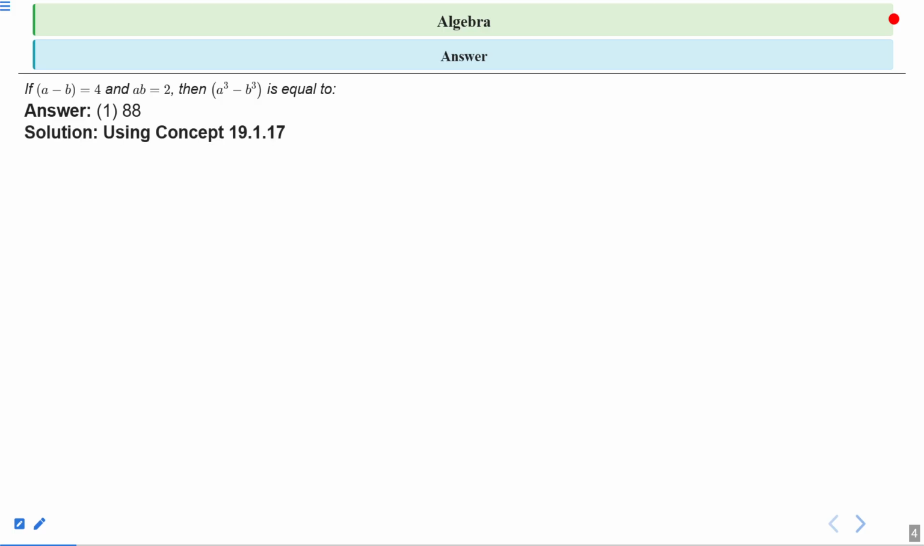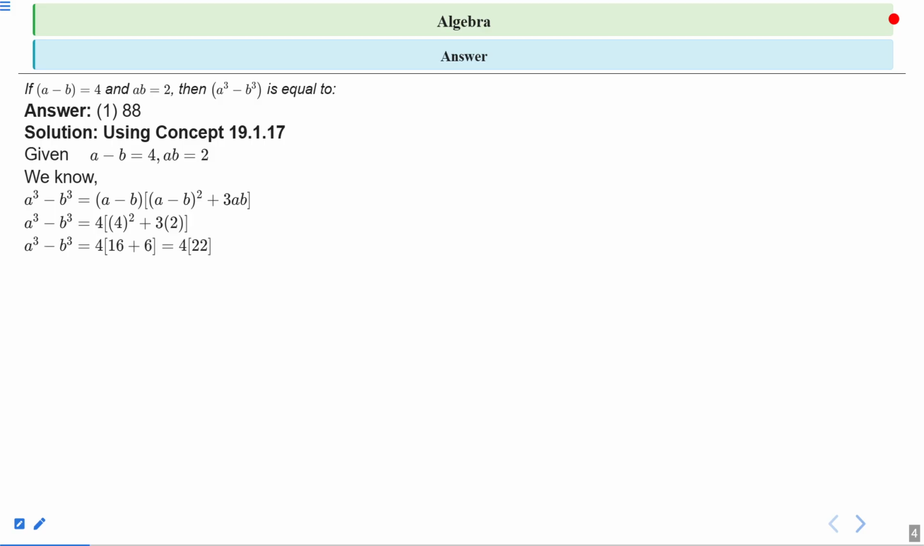Now see the detailed solution. Using concept 19.1.17 in this question. Given that a minus b equals 4 and ab equals 2, we know that a cube minus b cube equals (a minus b) times (a minus b whole square plus 3ab). So just put the values. We have the value of a minus b and the value of ab. So a cube minus b cube becomes 4 into (4 square plus 3 into a into b), where ab is 2.